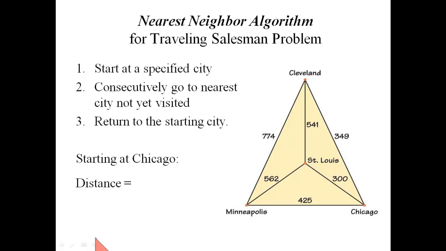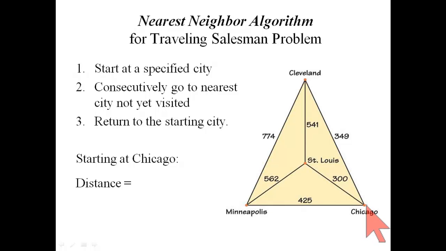Nearest neighbor is very intuitive. It says pick a city, start at it, and then go to the closest city that you haven't yet been to, and then do that process again. Once you're there, go to the closest city you still haven't been to, and go to the closest city you still haven't been to. Keep going until you get back where you started. Let's use this problem we had before as an example.